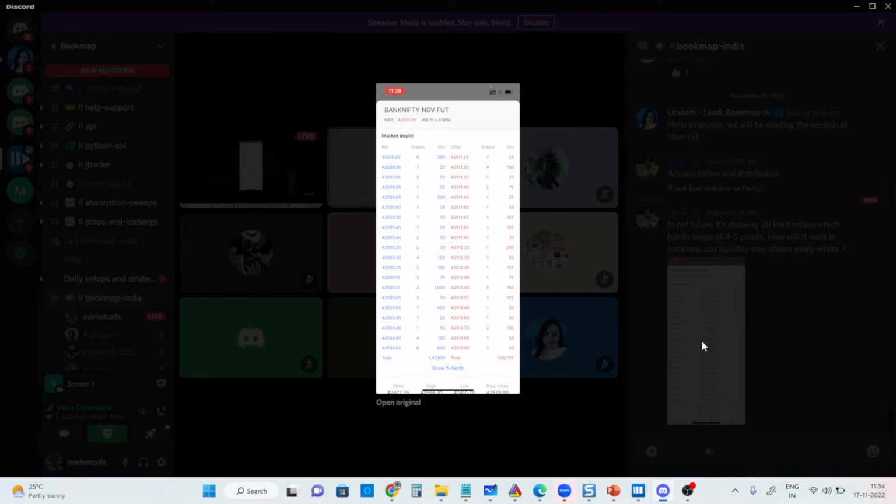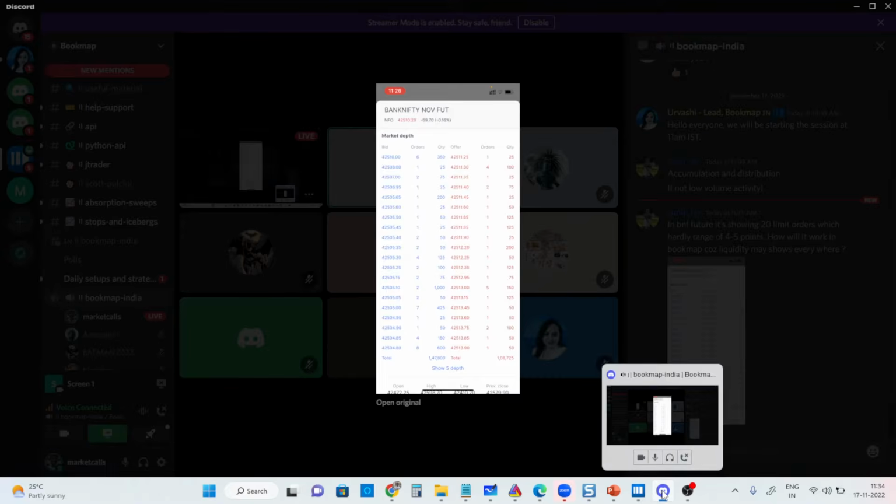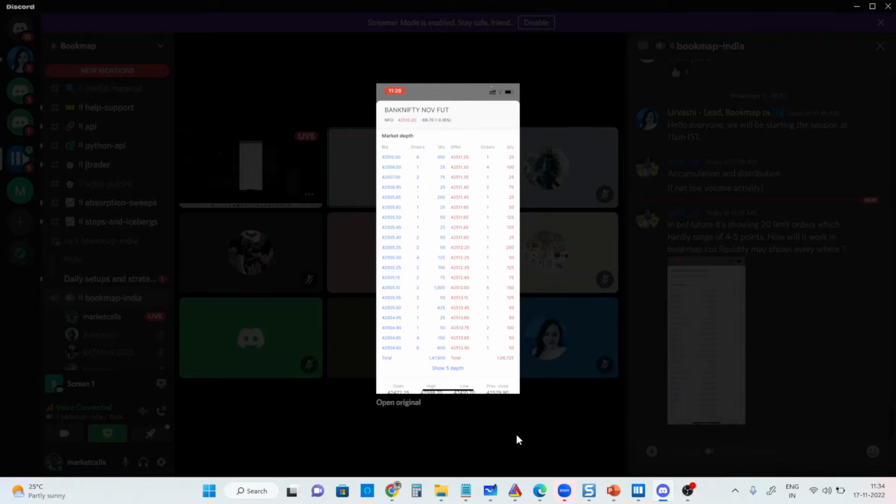What Bookmap does, as I said, is build something called a synthetic order book. So let's try to understand what a synthetic order book is all about. It is more of an HFT phenomenon. Most HFTs build a synthetic order book. Of course, Bookmap also builds the synthetic order book. Maybe I'll give a fair idea about how the synthetic order book works, and what that visualization is all about.